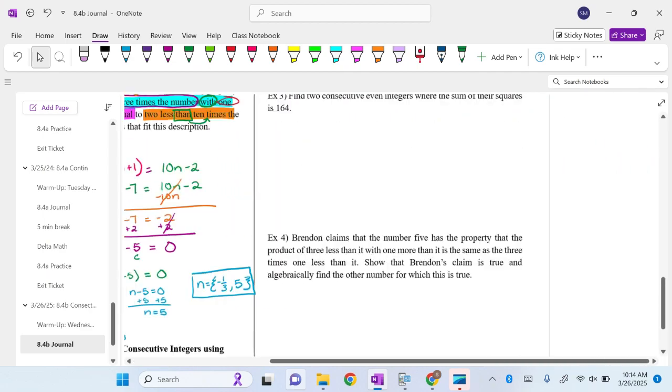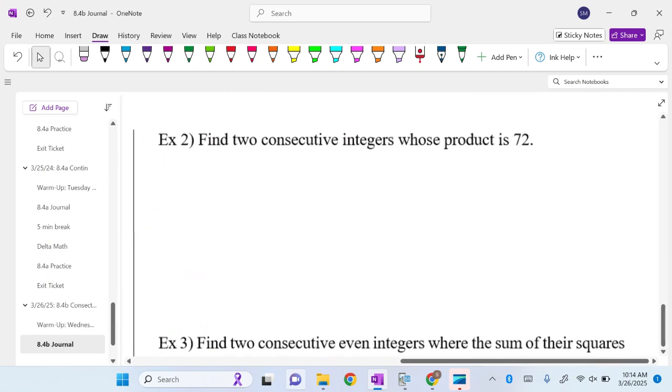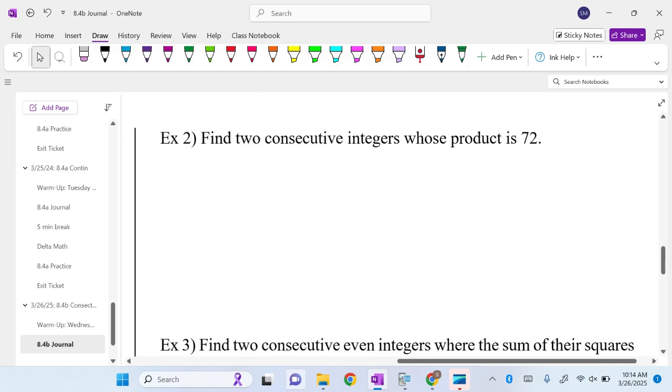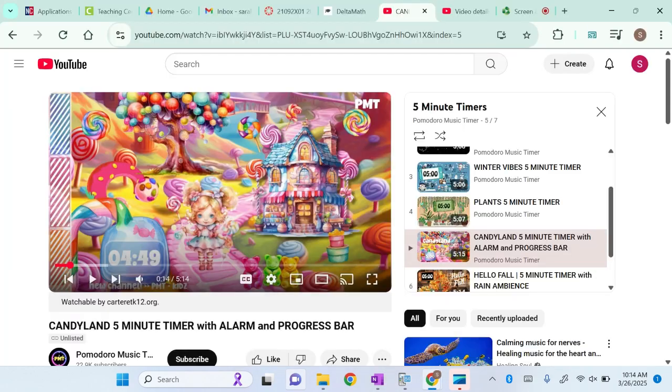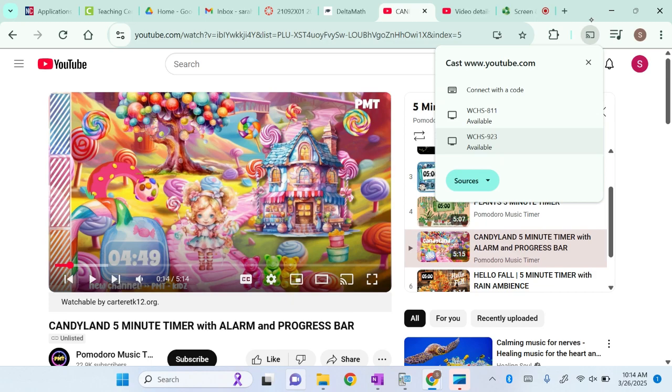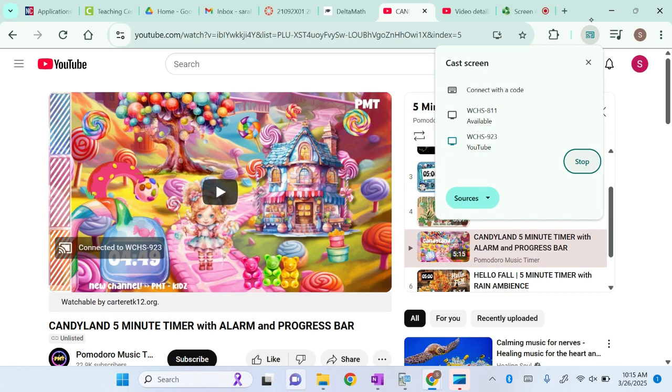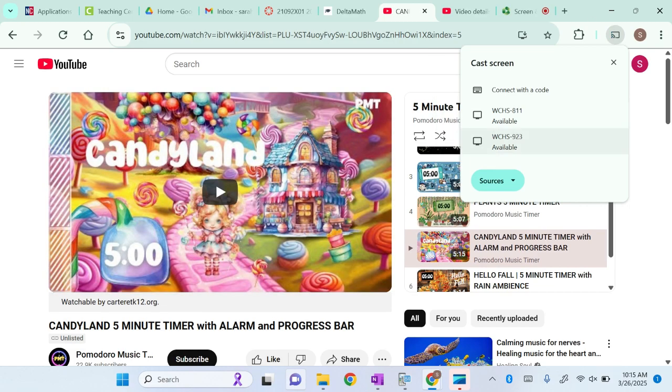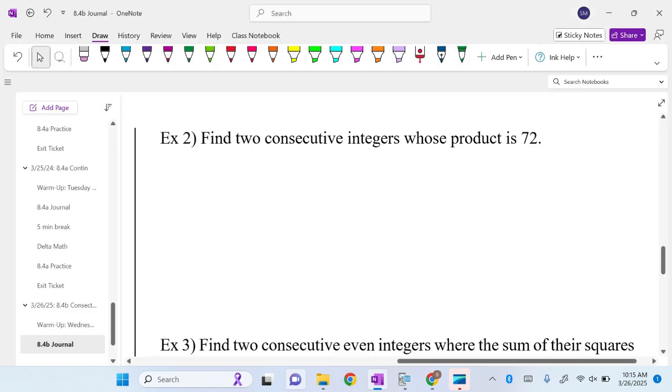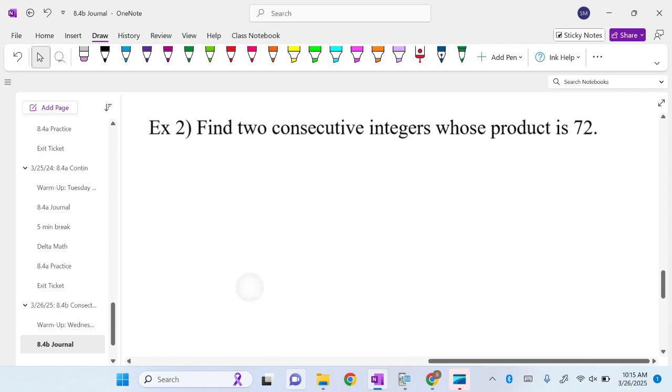Now, we're going to get into consecutive integer land. So let's look at example 2. Example 2, we're going to find two consecutive integers. So now we're in consecutive integer land where the product is 72.